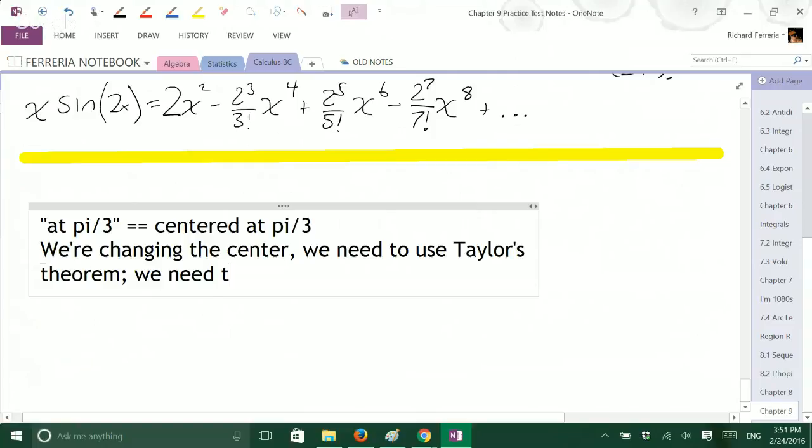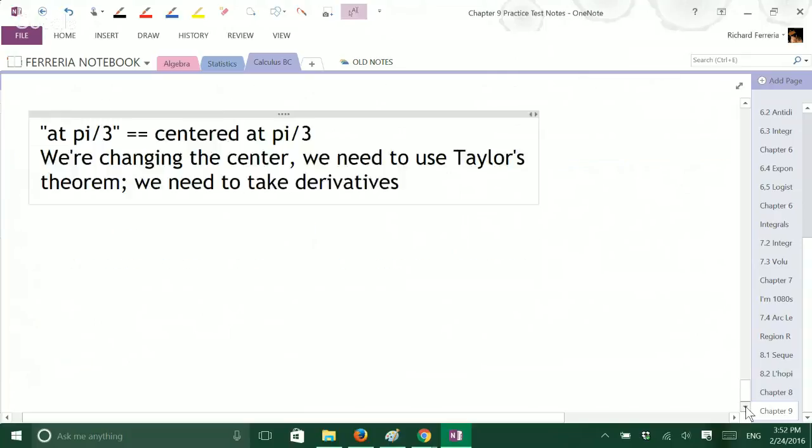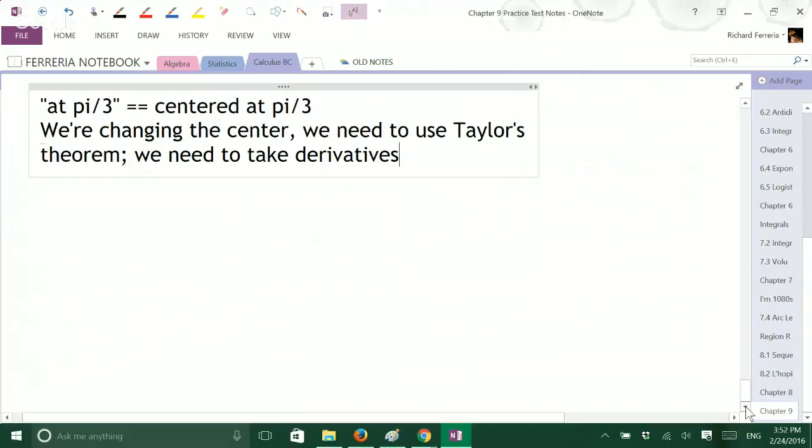We need to take derivatives. And this is one of those times where it should be signaled clearly to you that you're meant to take derivatives. So this is supposed to be a little painful. But notice that the function that you're taking the derivative of is a pretty innocent function. It's not going to have crazy derivatives. So yeah, no one's going to ask you to take a bunch of crazy derivatives.